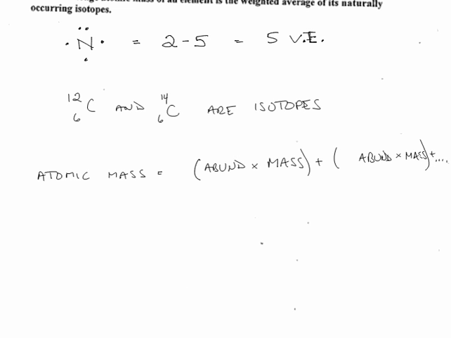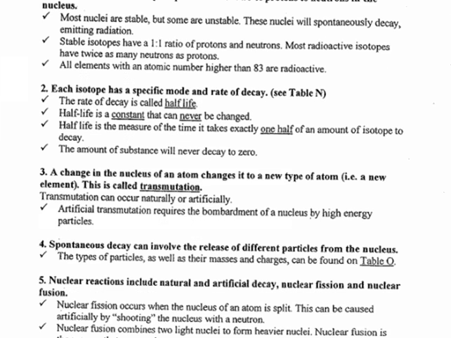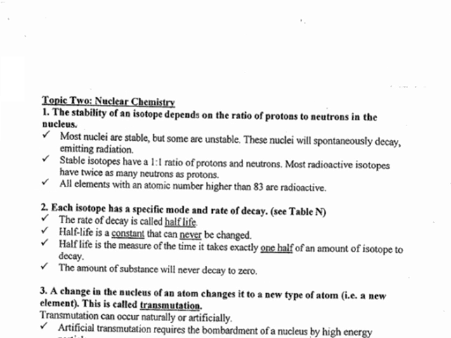So as we move on to topic 2, this will be the last one we do today. Just to get us warmed up, we're only going to do 2 topics. Nuclear chemistry, we just covered recently. There's a little mistake here. Stability depends on the ratio of neutrons to protons.